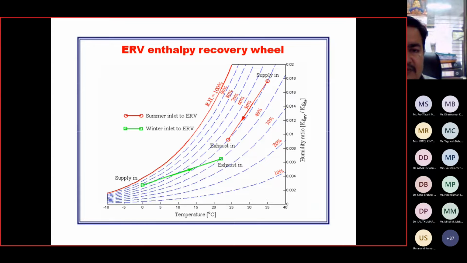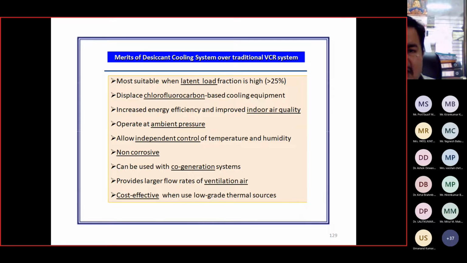The performance of the energy recovery wheel, enthalpy recovery wheel, can be shown here for the summer conditions or the winter conditions. These are the different benefits of a desiccant cooling system over a VCR system. It is used particularly whenever latent load is very high. It can displace some harmful refrigerants responsible for global warming and ozone layer depletion. It can increase the energy efficiency, ultimately resulting in higher indoor air quality.